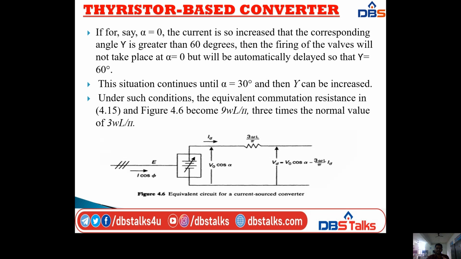Next, if for say alpha equal to 0, the current is so increased that the corresponding angle gamma is greater than 60 degrees, then the firing of the valves will not take place at alpha equal to 0, but will be automatically delayed so that gamma is equal to 60 degrees. This situation continues until alpha is equal to 30 degrees and gamma can be increased. Under such conditions, the equivalent commutation resistance in the diagram 4.6 becomes 9 omega L by pi, 3 times the normal value of 3 omega L by pi.